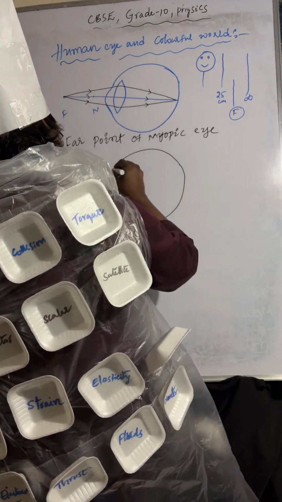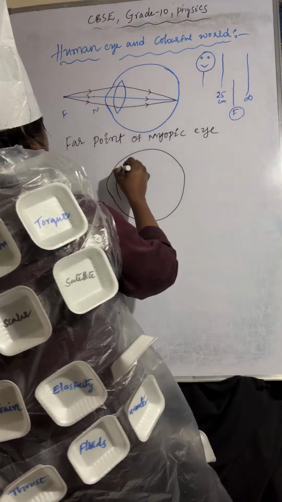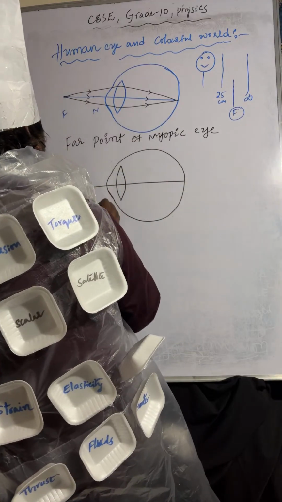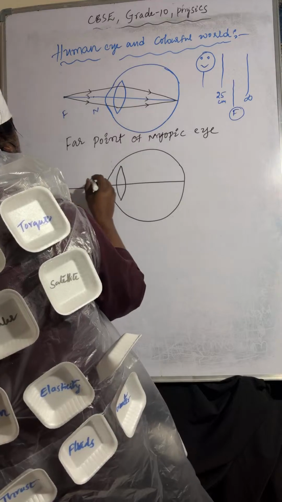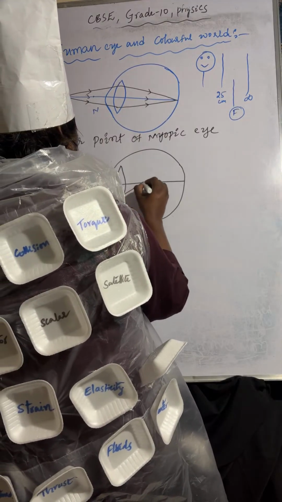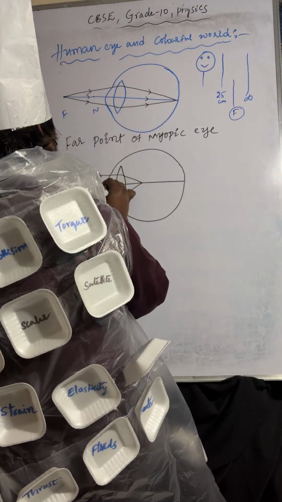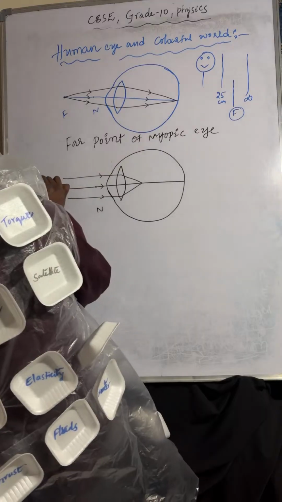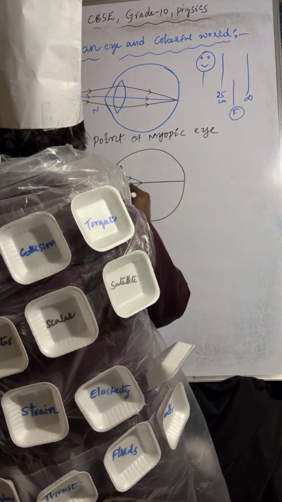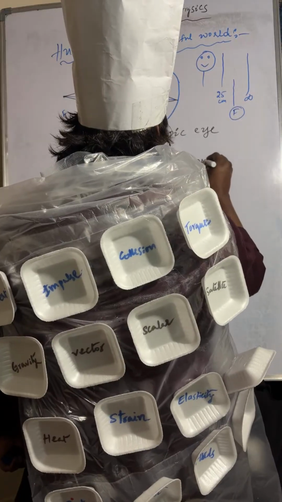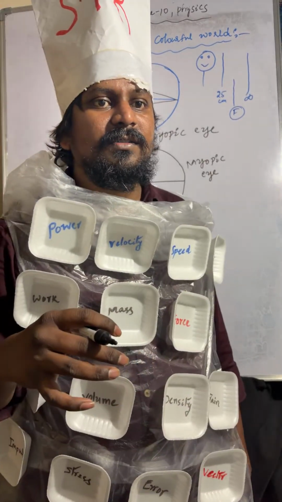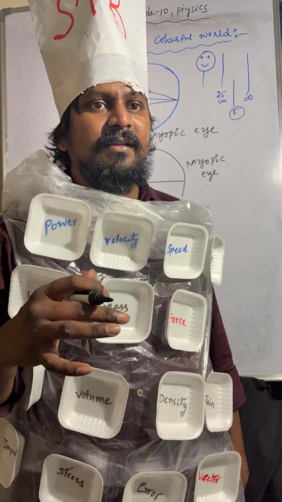Now if the light rays are coming from infinity, where will those light rays meet? Light rays coming from infinity will meet in front of the retina. I am drawing dotted lines, and those dotted lines will meet there. This is a myopic eye. Understood?